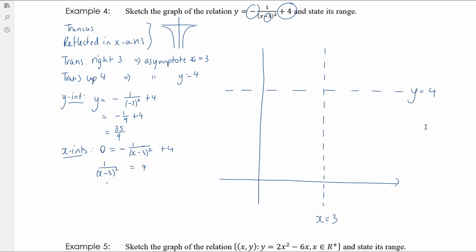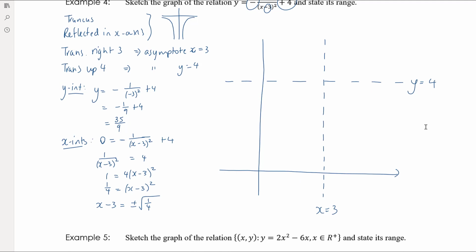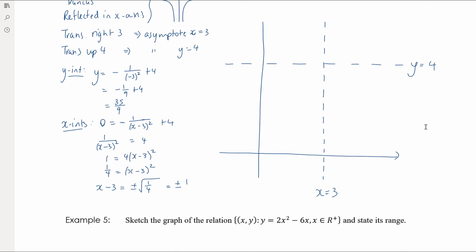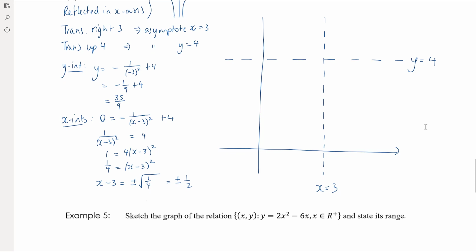Okay, multiply by that bracket to get rid of the fraction, divide by 4, take the square root, which is where you're going to get your plus minus, which is how you get 2 x-intercepts. Plus minus the square root of a quarter, which is plus minus a half. Square root of 1 is 1 and square root of 4 is 2. And so x is going to be 3 plus or minus a half. So 3 plus a half is 3.5 or 7 on 2. 3 minus a half is 2.5 or 5 on 2.